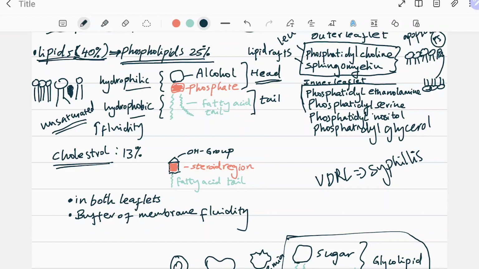Right, so these are your phospholipids. We've gone into a fair amount of information regarding phospholipids.